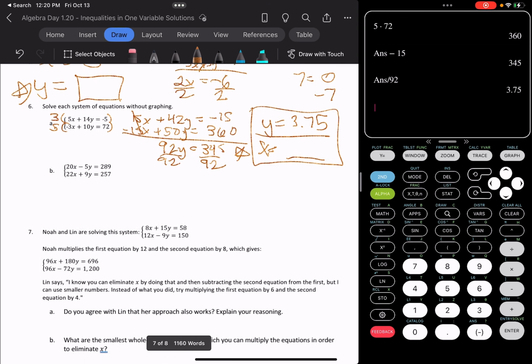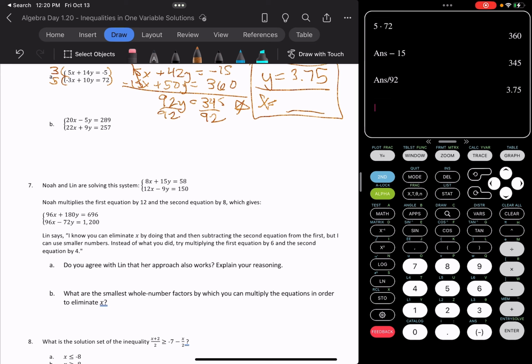All right, letter B. For letter B, we have a similar situation. Our positive and negative opposite signs are in the middle here. And it looks like I can't divide anything to make them nice and even, because 289 divided by 5 is not going to give me a nice even number. So instead, what I'm going to do is think about what is the least common multiple for these that I can multiply both of them by to create.